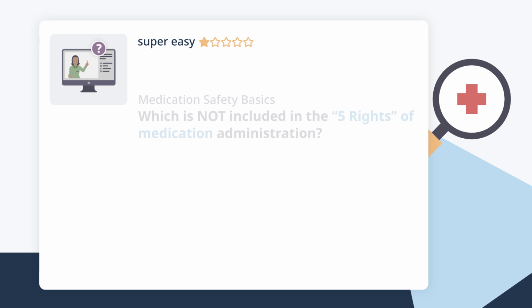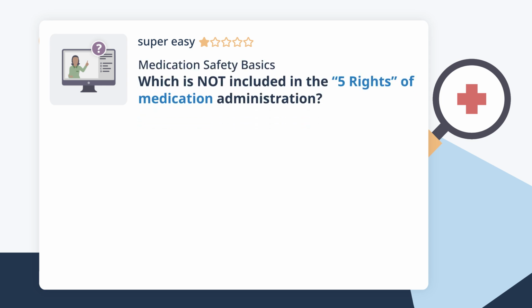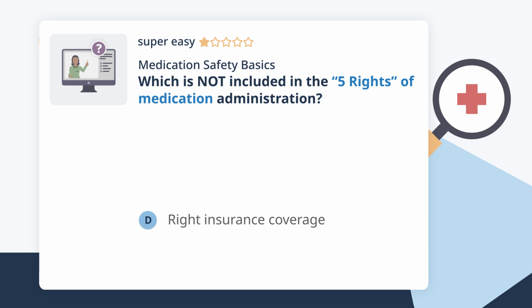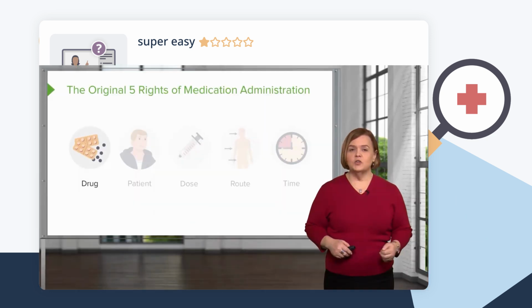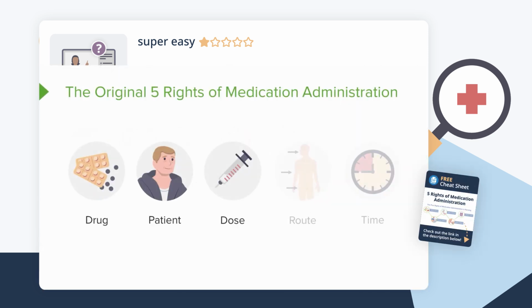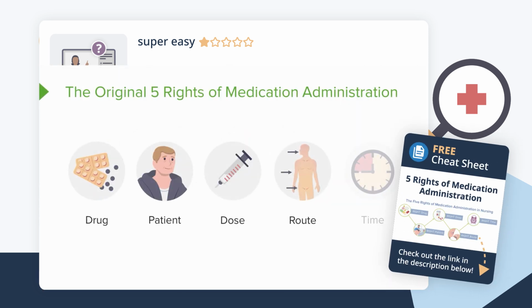Which is not included in the 5 rights of medication administration? First of all, you want to make sure before you give the medication that you have the right drug. Next, it's for the right patient. You have the right dose. You're giving it by the right route, and you're giving it at the right time.